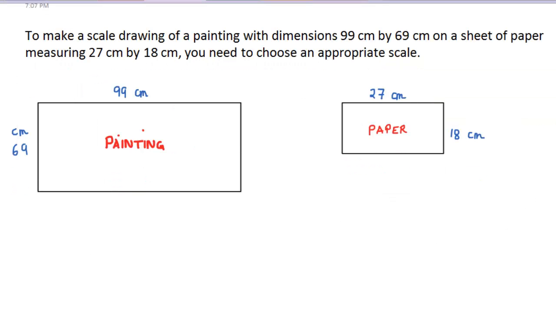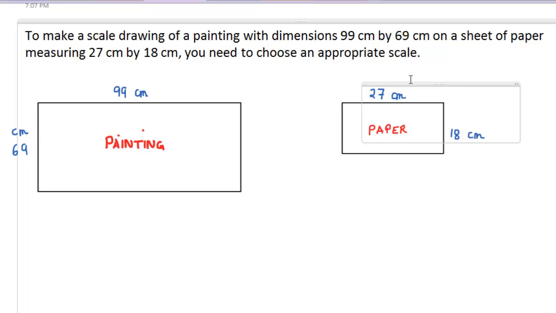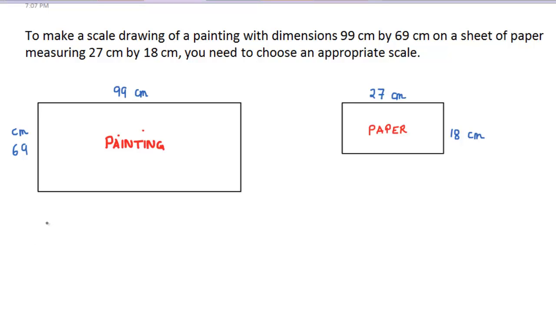So I need you to focus on how we're going to do it step by step. Before I start to talk about this example, I need to ask myself, I'm going from a painting on the wall to small paper. Is this reduction or enlargement? Exactly. So what you are seeing is correct. I'm going from something large to something small.